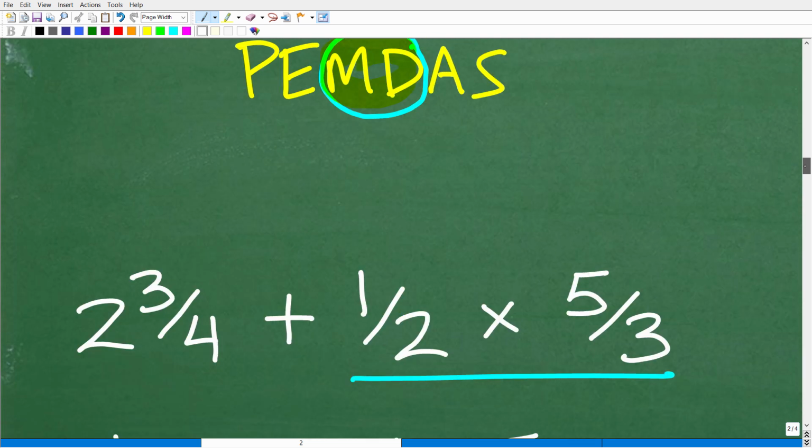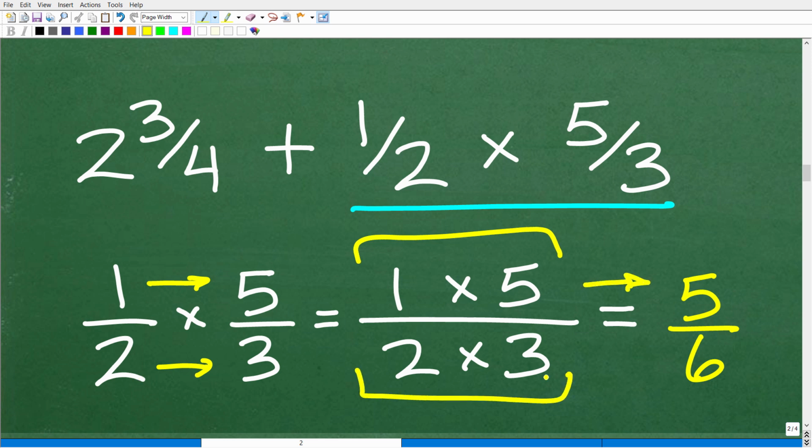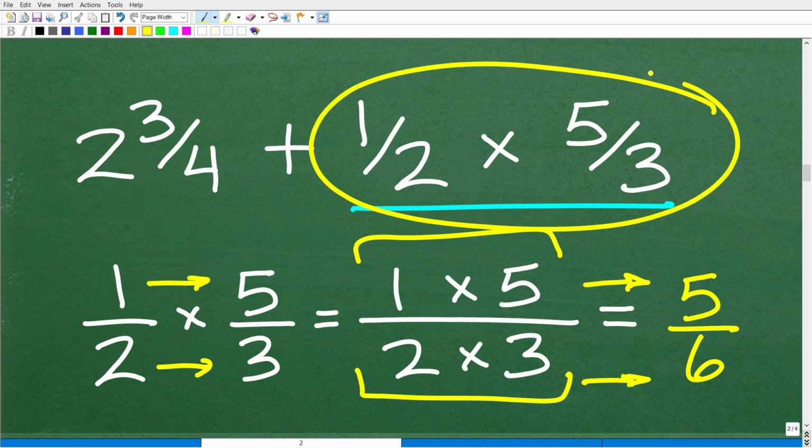Okay, so how do you multiply fractions? It's actually pretty easy. So 1/2 times 5/3, to multiply fractions, all we have to do is simply multiply the respective numerators and denominators. So 1/2 times 5/3 is equal to 1 times 5, that's going to be our numerator as our answer, over 2 times 3, which of course is 6. So 1/2 times 5/3 is 5 over 6. All right, so that's pretty easy.